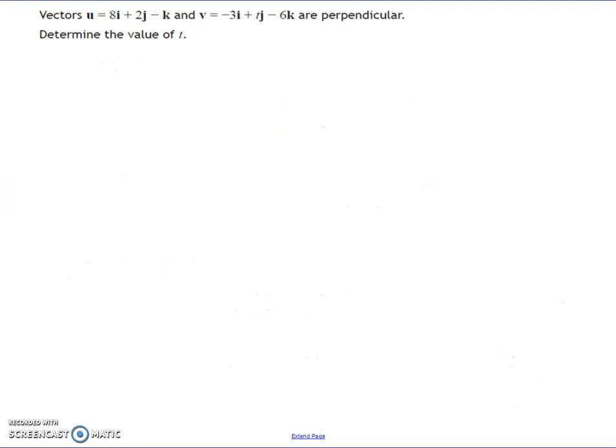So the first one, I've got 2 vectors, v and u. They're perpendicular and I want to calculate the value of t, which is this missing element here in v. Now as soon as you see that, vectors and perpendicular, the first thing that should spring into your mind is the property a dot b equals 0. As soon as you're thinking about vectors which are perpendicular, this is probably going to be used in some way.